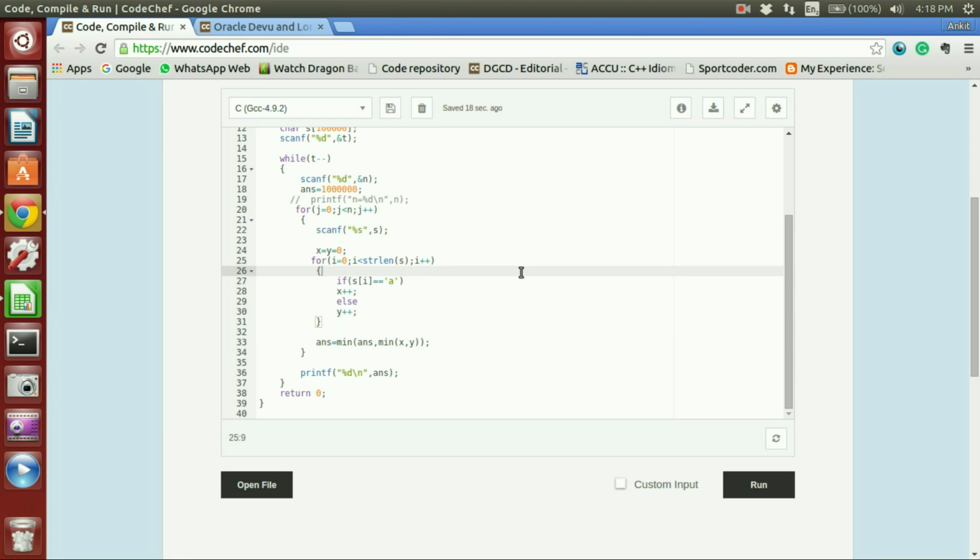So this is the code. For every test case we are scanning the total number of input strings and initializing the answer to some higher value. Then for every n we are scanning the string, traversing it and counting the total number of a's and b's, and then finding the minimum among them. The minimum is calculated by this minimum of x comma y, and then we use this to calculate the minimum of the previous answer and the current value, and in the end we are printing the answer.